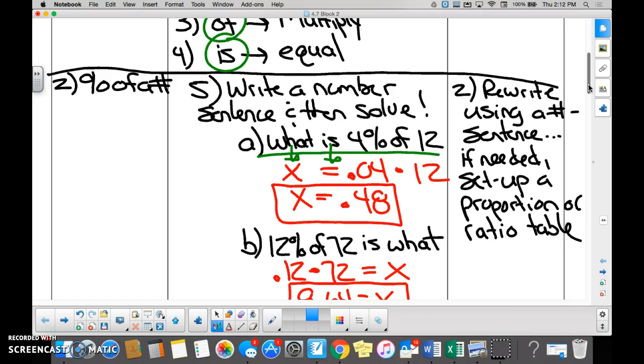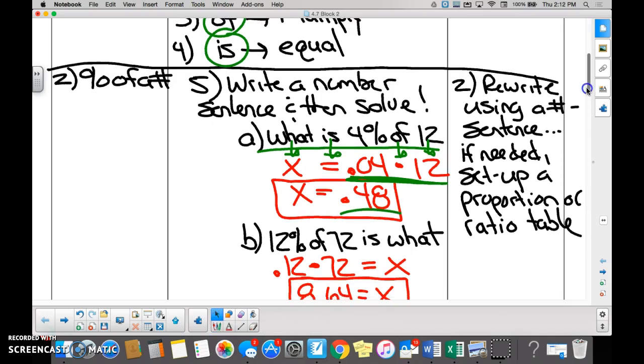4% means 4/100. We never, ever, ever calculate with percents because percents are weak. Of means what? Multiply. And then the 12 means 12. Okay? And when you have this, 4/100 times 12, is there anything left to do besides just multiply it out? No, you multiply it out and we got our answer of 48/100.